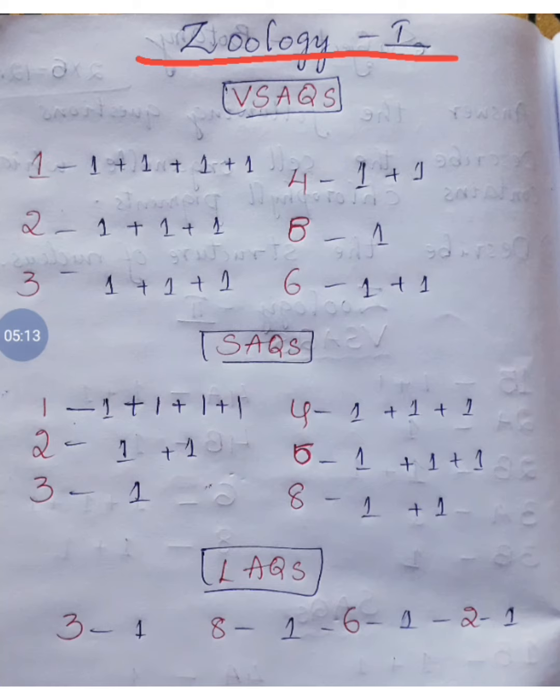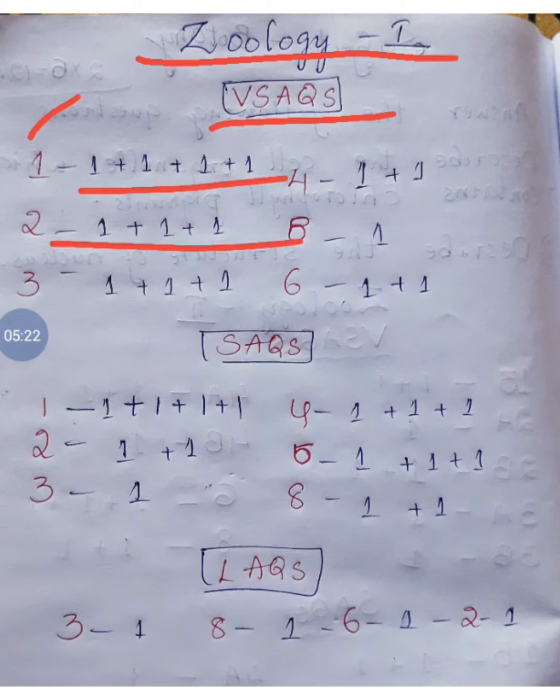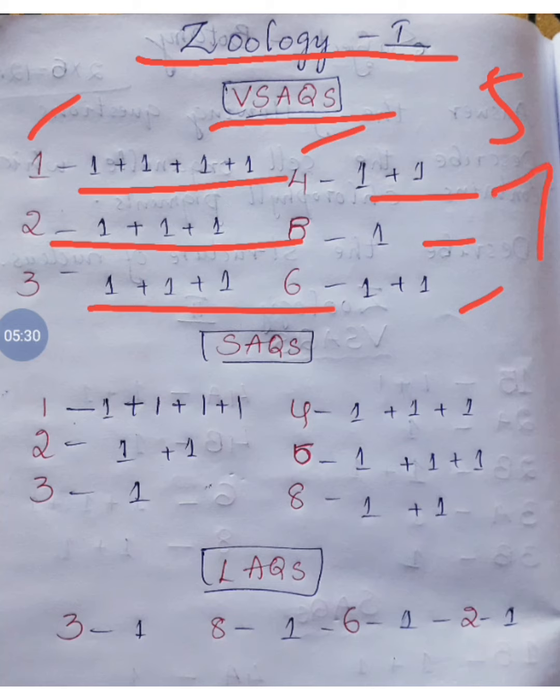Zoology first intermediate, from very short answer questions. Observe students here: from the first chapter 4 very shorts, second chapter 3 very shorts, third chapter 3 very shorts, fourth chapter 2, eighth chapter 1, sixth chapter 2. 5 and 7 are almost totally deleted, so no need to refer to the 5 and 7 chapters. And students, if you learn the first chapter thoroughly, that helps you a lot.